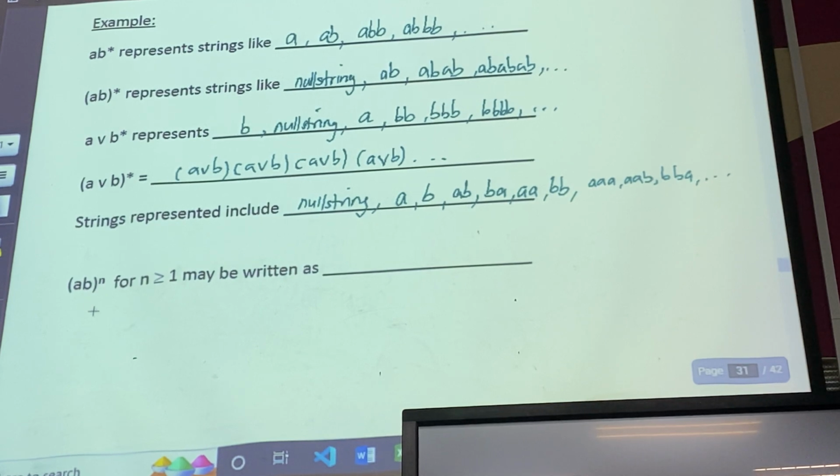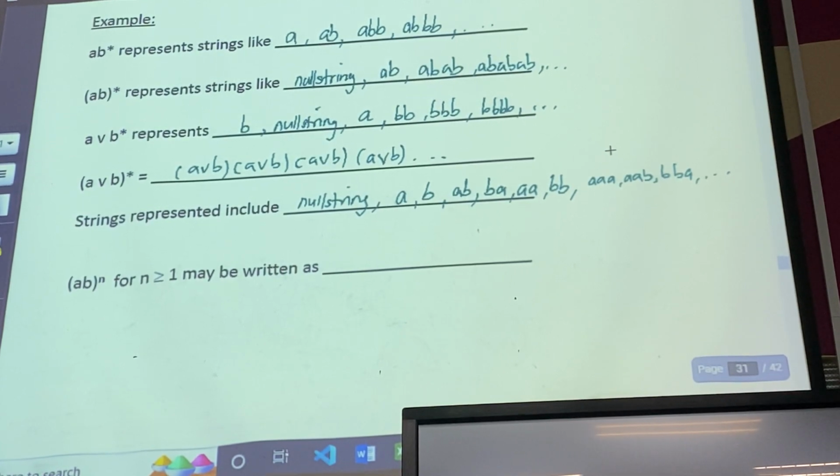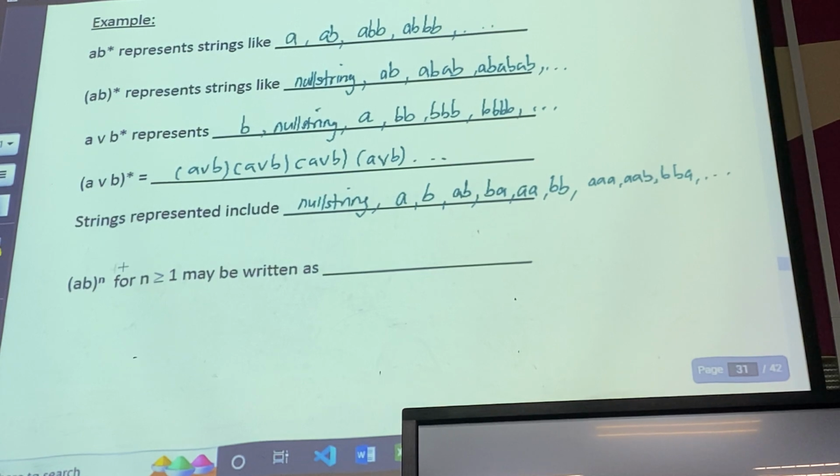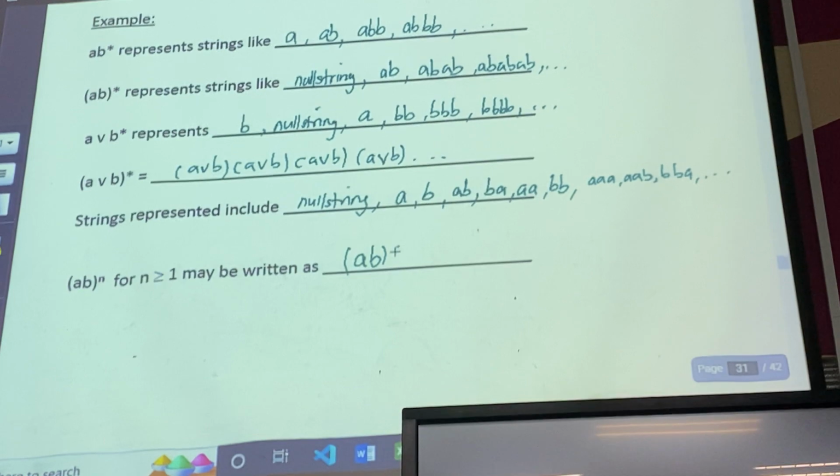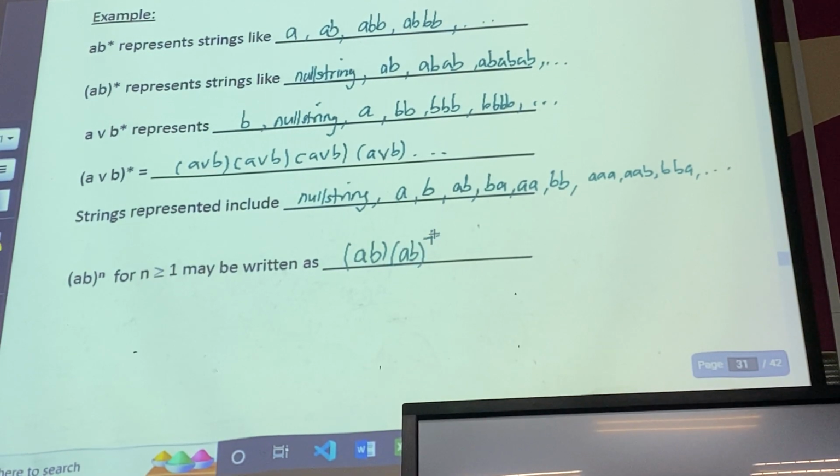And the last one, (AB) power n, for n more than or equal to 1. How do we write this? The string, of course, can be AB, because if the n starts from 1, the shortest string will be AB. So you can have AB, ABAB, ABABAB, and so on. Another way, if we don't write the n, we write the asterisk, then it can be (AB)*.